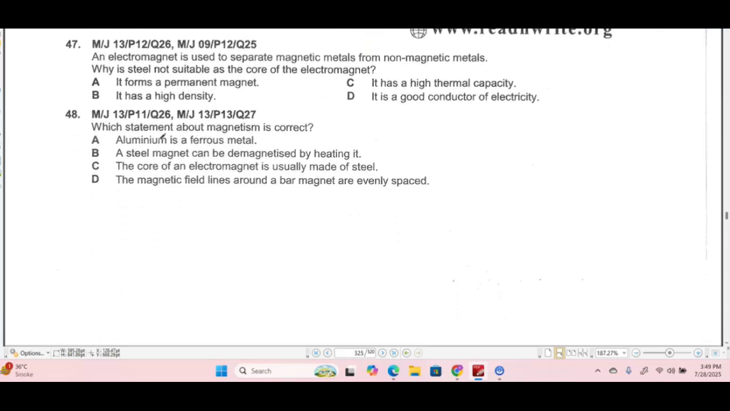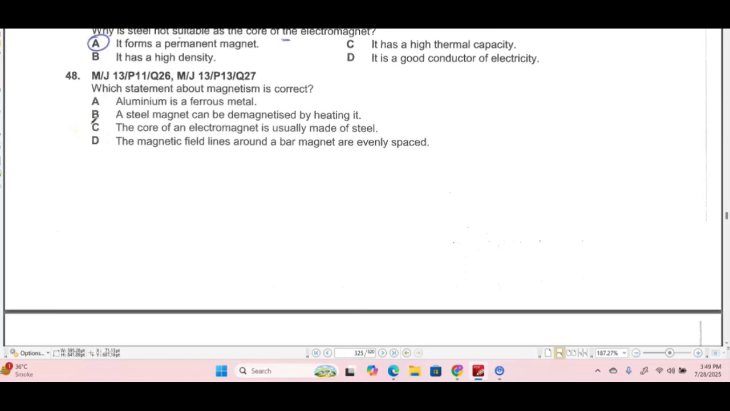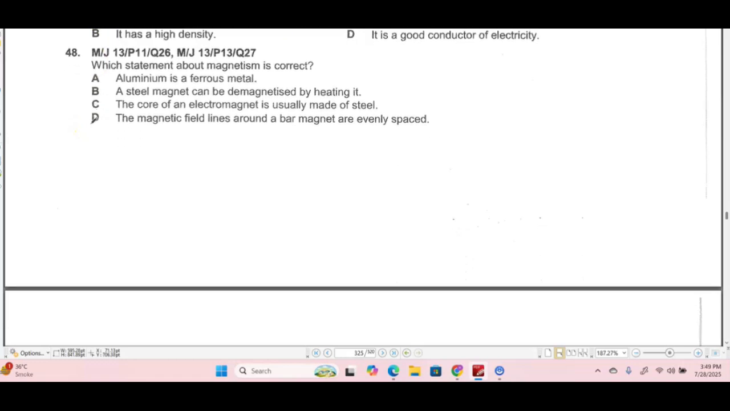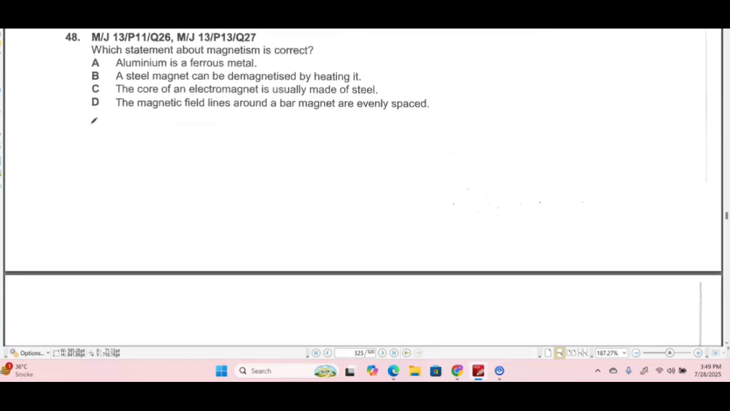Question number 47. An electromagnet is used to separate magnetic materials from a non-magnetic material. Why is steel not suitable for the core of the electromagnet? Steel is not suitable just for one reason, because it's a permanent magnet. Okay? So it forms a permanent magnet. So the answer for 47 is going to be A. Density, thermal capacity, being a good conductor of electricity, they don't matter.